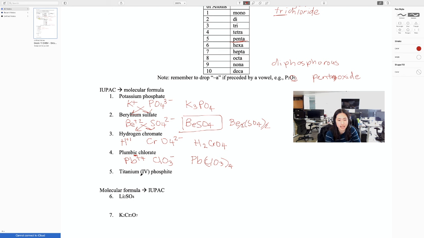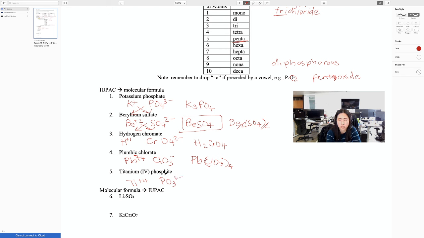Moving on to titanium 4 phosphide. As you can see, we have a Roman numeral 4 here. So titanium is +4. So phosphide, instead of saying phosphate, right? Typically we have phosphate. That means you're reducing 1 oxygen from phosphate. That's why you have PO3. And the charge would still be the same.